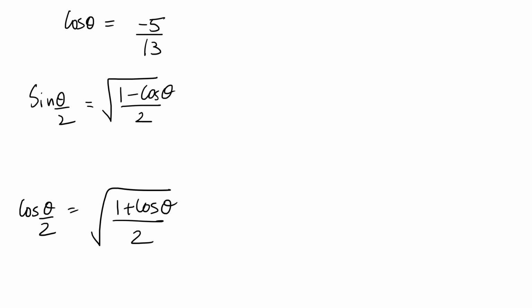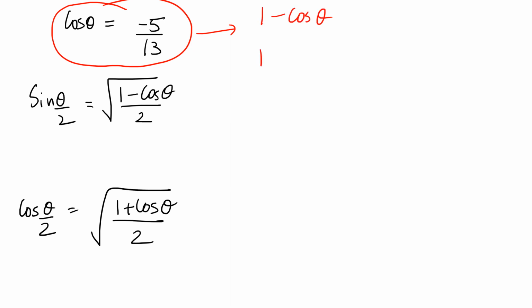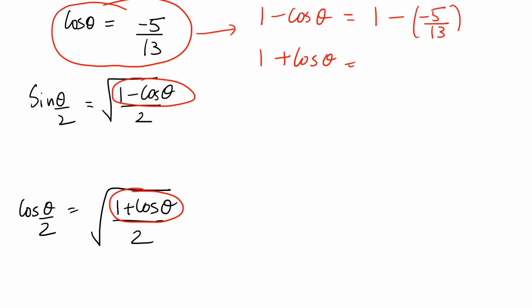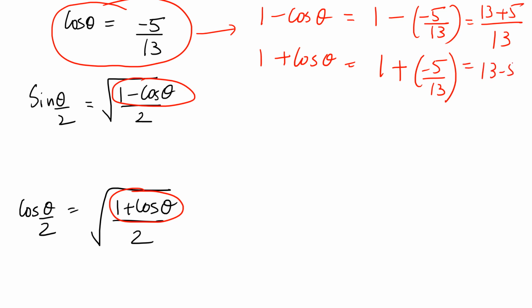So remember the shortcut we are going to use. If cos theta is this value, then 1 minus cos theta and 1 plus cos theta you can calculate, because that is the only thing which is differing in these two half angle identities. So let's calculate separately. So minus minus will become positive. So be careful of the signs, please. Take LCM. So this is going to be 13 plus 5 and this is going to be 13 minus 5.